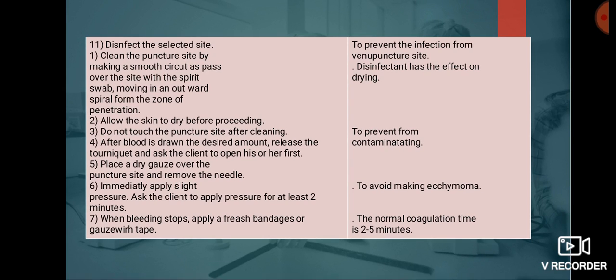Disinfect the selected site. Clean the puncture site by making a smooth circular pass over the site with the spirit swab, moving in an outward spiral from the zone of penetration. Reason: to prevent infection at the venipuncture site.